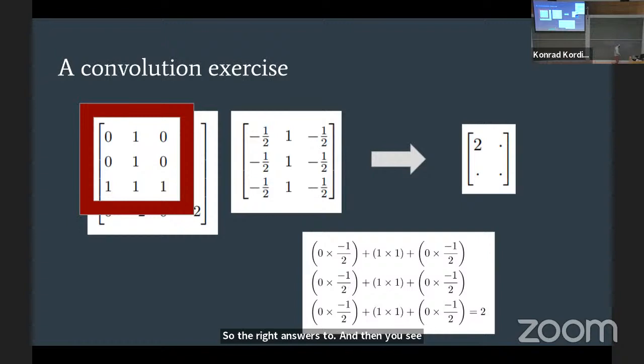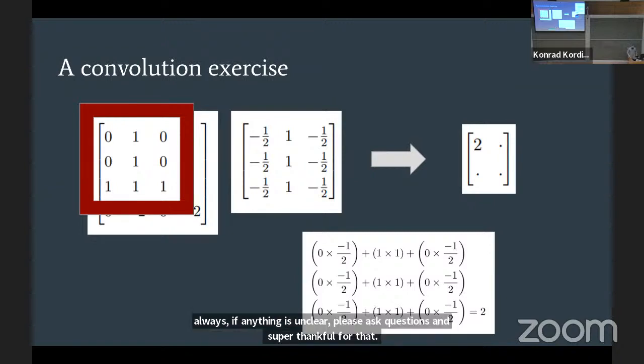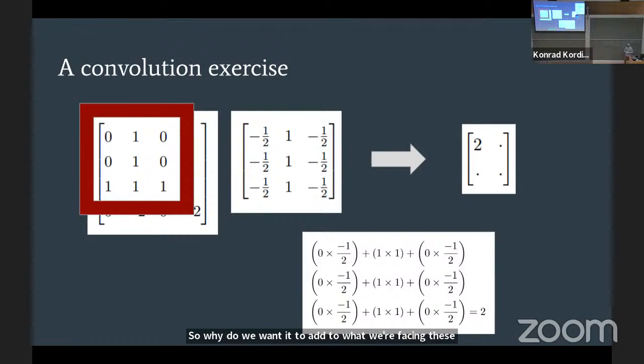Anke, a question in the chat. Wonderful. This is a question by William Bergstein. William, thanks for asking questions. I want to ask all of you, like always, if anything is unclear, please ask questions. I'm super thankful for that. So why do we want it to add to 0? Would replacing these minus 1s with 0 not work?